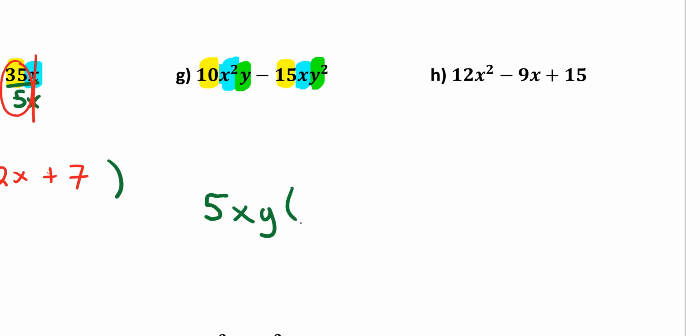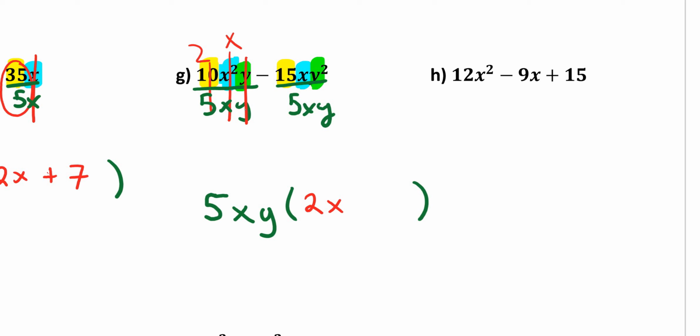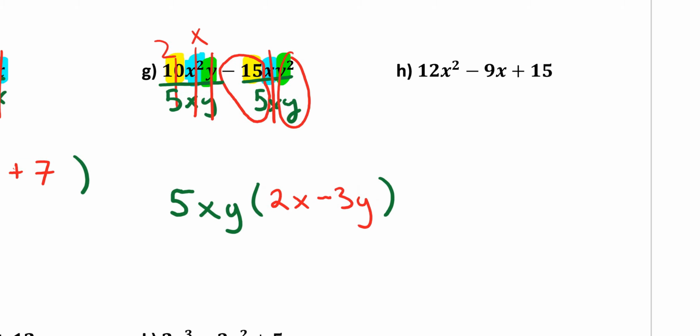All right, so after that, we can separate brackets, and then I can divide each term by the GCF, which is 5xy. Okay, so 10 divided by 5 is 2. X squared over x is a single x, and the y's will cancel off. And then I have negative 15 divided by 5, which is negative 3. The x's cancel off. Y squared over y is just a single y. So my final answer is 5xy times 2x minus 3y.